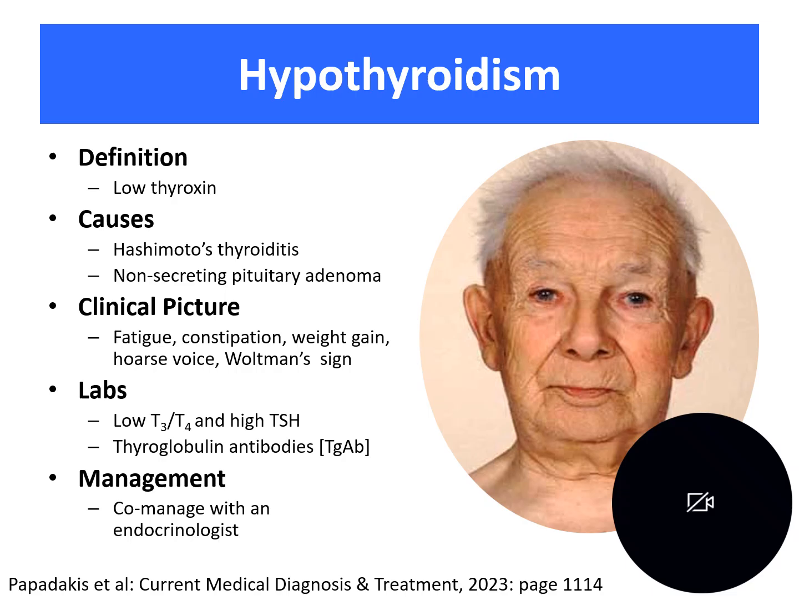Co-manage with an endocrinologist. The endocrinologist is going to ascertain whether this is primary hypothyroidism, something wrong with the thyroid gland, which is the majority, or is this the uncommon type of hypothyroidism, which is secondary to a non-secreting tumor in the pituitary gland.